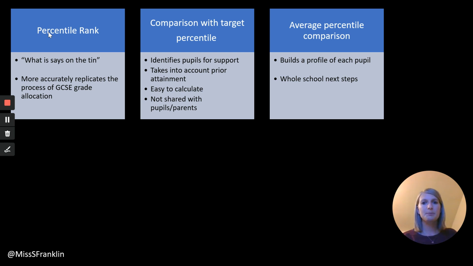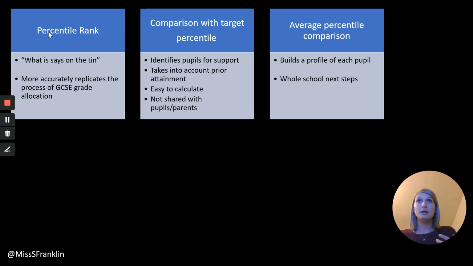By comparing with target percentiles, we are able to identify pupils for support, and it takes into account prior attainment, which you could argue as a positive or a negative based on what I've said already. It's easy to calculate, and it's really important to raise at this point that it's not shared with the pupils and the parents.